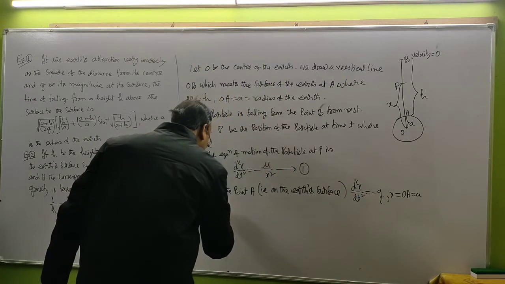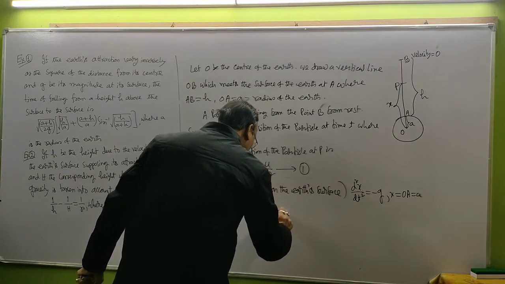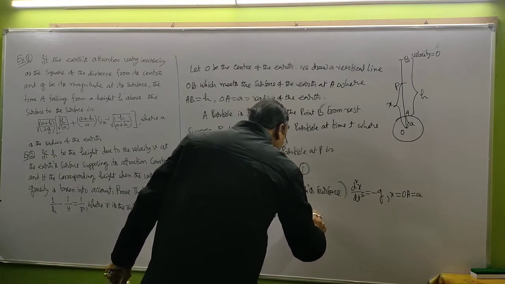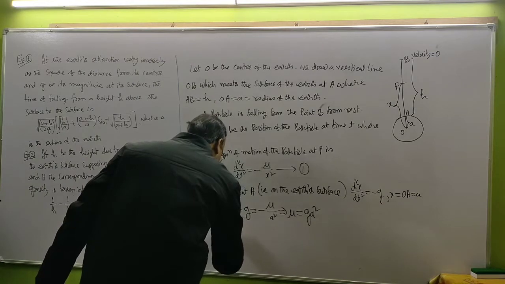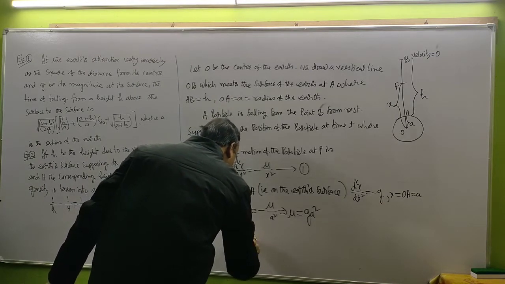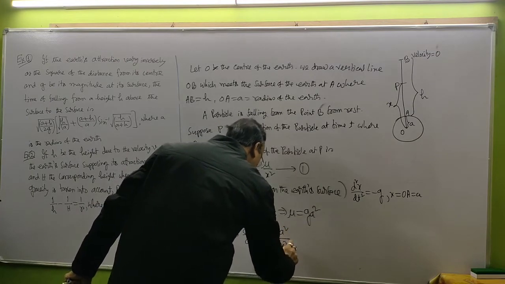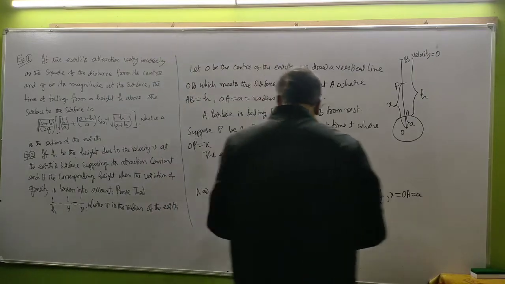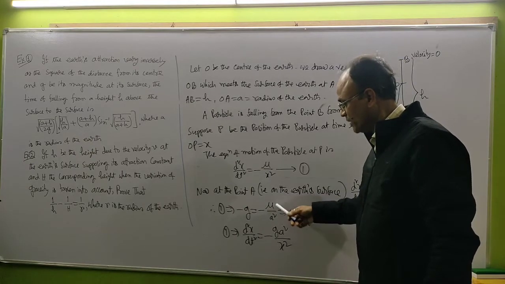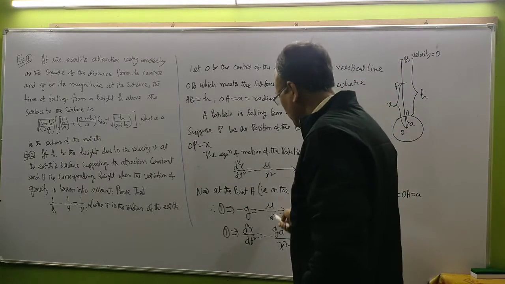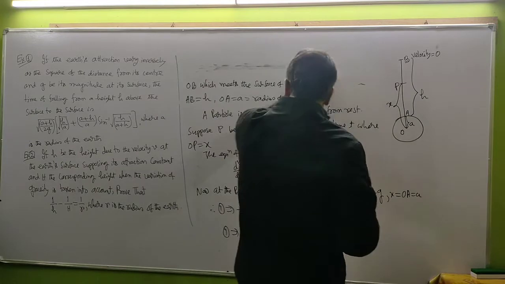Therefore, from 1 we get minus g equal to minus mu divided by a square. This means mu equals g a square. Therefore, 1 will become d2x by dt square equal to minus g a square divided by x square. The value of mu has been found; instead of writing mu, we write g a square.